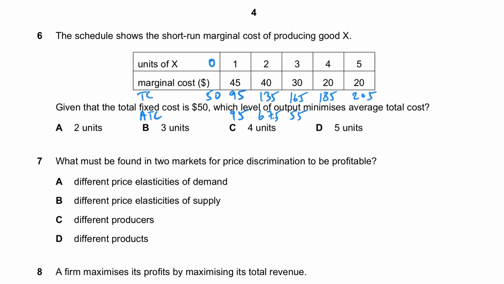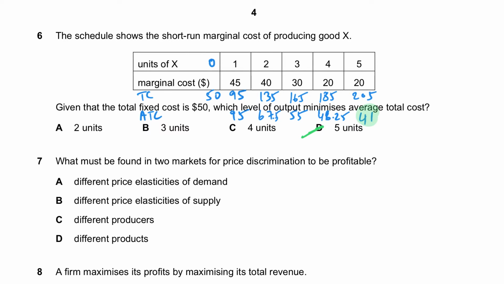55, and then 185 divided by 4 will be 46.25, and then 205 divided by 5 will be 41. So in this case, the average total cost is minimized at D, which is the value 41. So the way we go about doing these questions is to remember that if they give you a fixed cost of 50, this means that at the 0th unit, our fixed cost is 50, which will then be added to the marginal cost to find out the cost at various units.